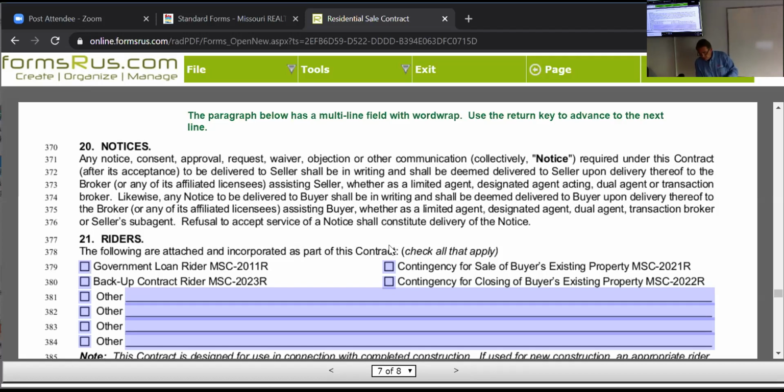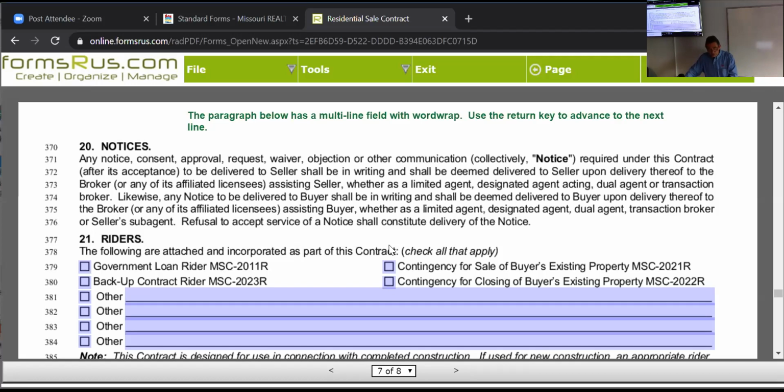You won't use a backup contract rider very often, but occasionally we still use contingency for sale of buyer's existing property or contingency for closing of buyer's property. Now, there's a difference between these. Contingency for sale means I'm writing this offer and it's contingent on selling this, which is not under contract. That typically will have a kick-out clause, and if it's accepted by the seller, it'll say active under contingency. The second one, though, is a contingency for closing of buyer's existing property. In other words, I've got my buyer's house under contract, and now we're writing an offer on your house. And that should show pending in the MLS.